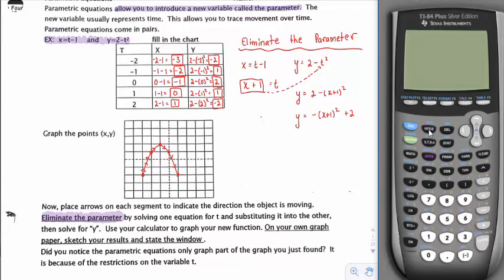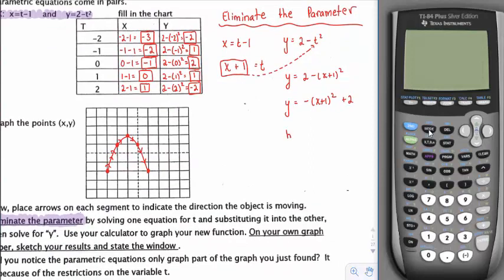And now it's in vertex form. So you can see this graph. My h, k value is going to be negative 1 comma 2. You can see that's where the vertex is. You can trust me that all the other points work. Obviously it's negative, so it's opening down. We have all those components. And that's eliminating the parameter. There's a couple ways of eliminating the parameter.